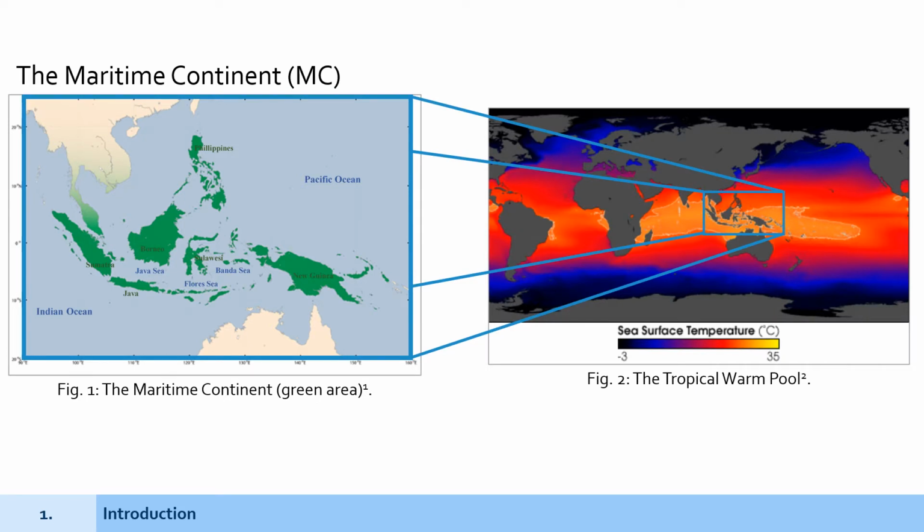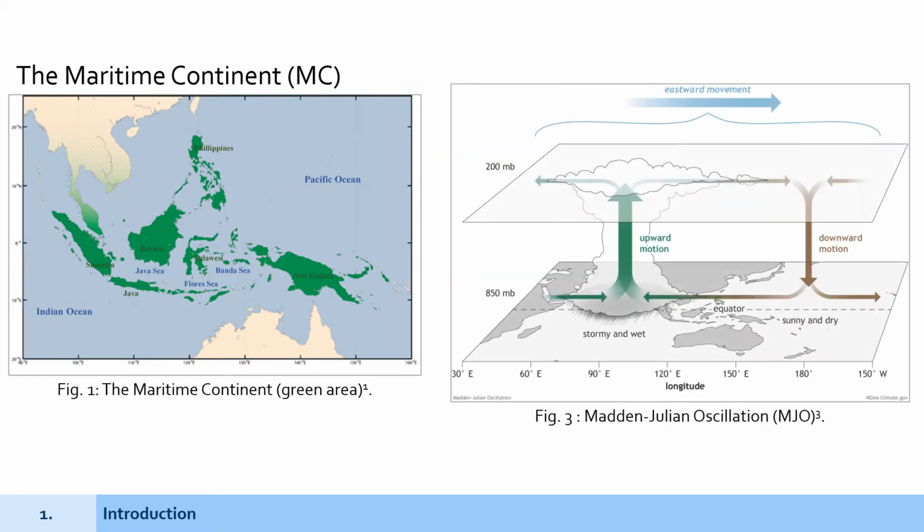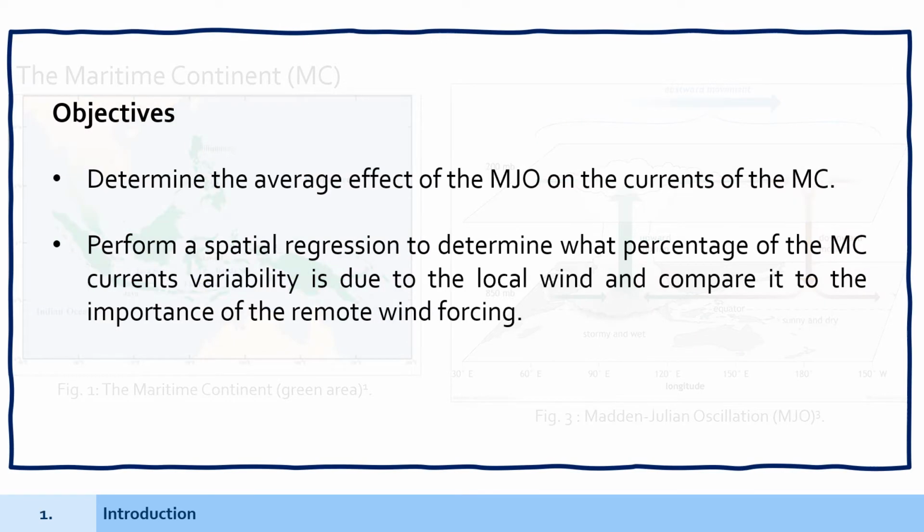I particularly focus on the intraseasonal variability in the ocean there, which is associated to the wind during the Madden-Julian Oscillation. However, the importance of the intraseasonal remote wind and the wind over the MC have not yet been investigated. That is why this project will determine the average effect of the MJO on the currents of the MC. With the composite and spatial regression, we'll try to determine what percentage of the MC currents variability is due to local and to remote wind.